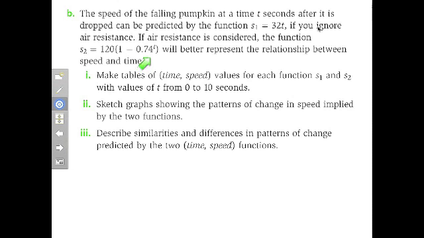The thing is, this is an exponential function. Somewhere in here we've got 120 times 1 minus 0.74 t. So that's going to be an exponential function. And the thing we know about exponential functions is that they get to a certain point and then they never get beyond that point. So this asks us, part 1, make tables of time versus speed.